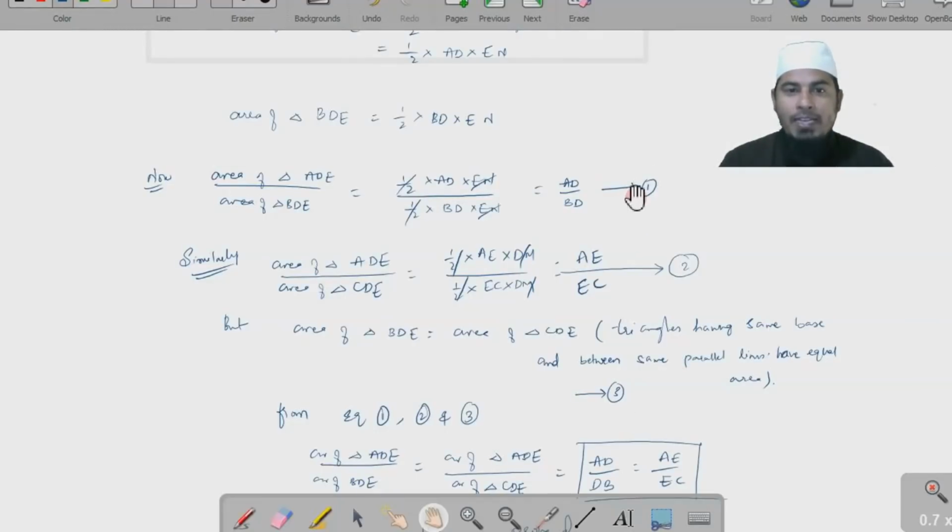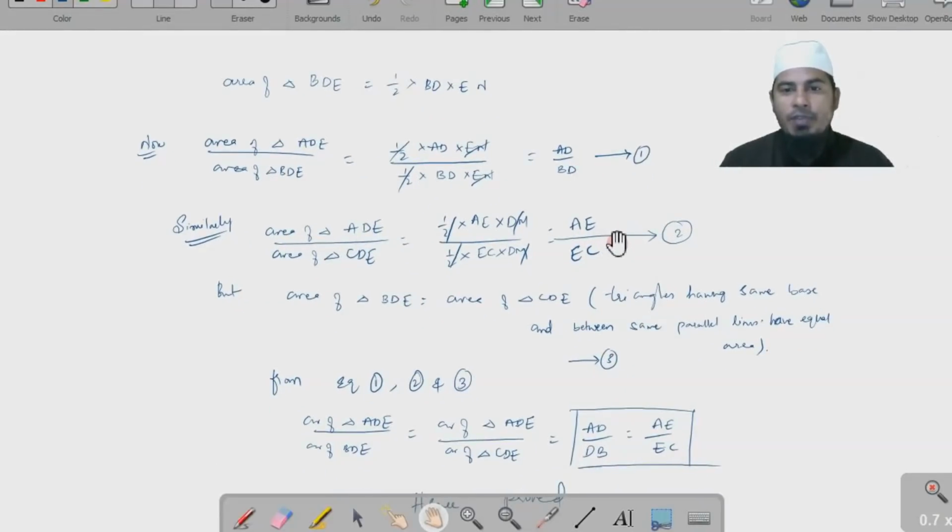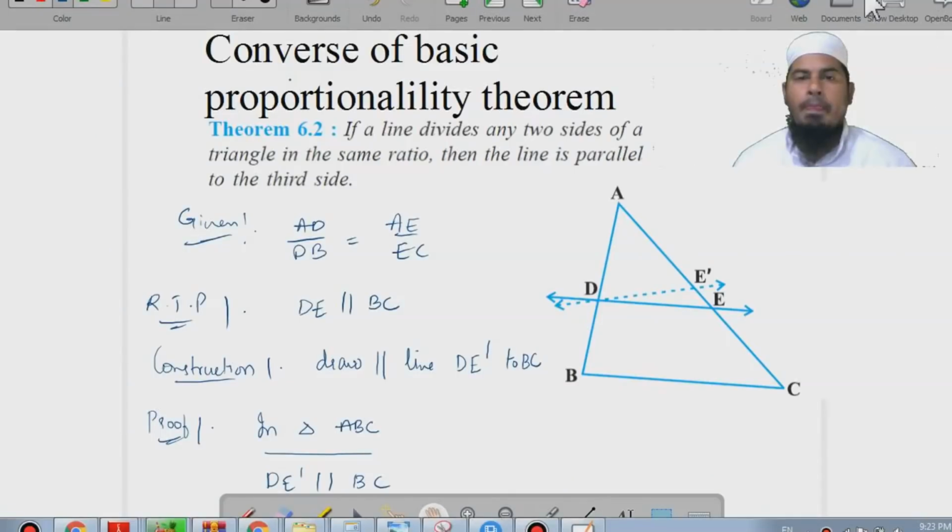Now if we keenly observe equations 1, 2 and 3, the numerators, the ADE areas, are equal. The denominators BDE and CDE, we just proved that they are equal. So the numerators and denominators are equal, which means equations 1 and 2 are equal. That is, AD by BD is equal to AE by EC. Hence we proved the basic proportionality theorem. Now this result can be used to get the solutions of many problems. I hope you understood the theorem and the proof. Thank you very much.